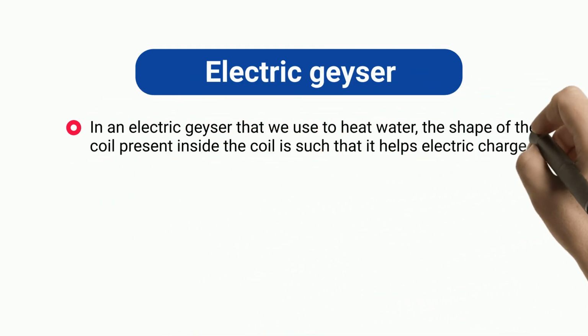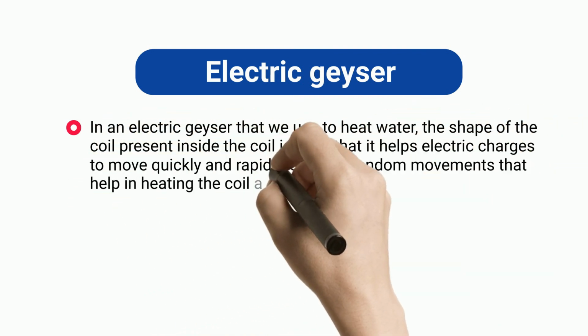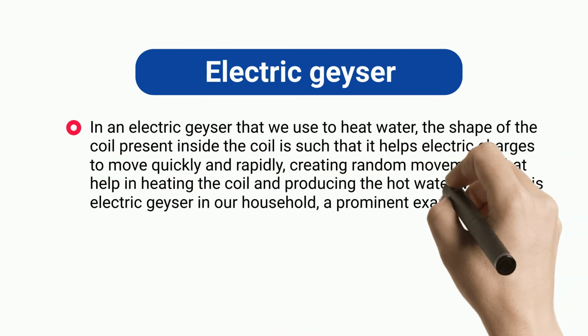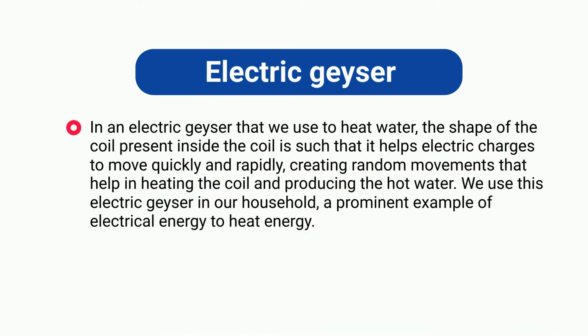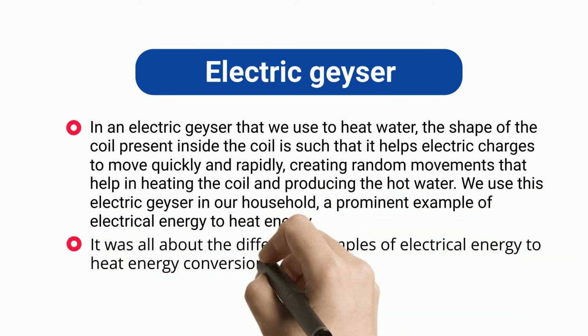Electric geyser. In an electric geyser that we use to heat water, the shape of the coil present inside is such that it helps electric charges to move quickly and rapidly, creating random movements that help in heating the coil and producing the hot water. We use this electric geyser in our household, a prominent example of electrical energy to heat energy. It was all about the different examples of electrical energy to heat energy conversion.